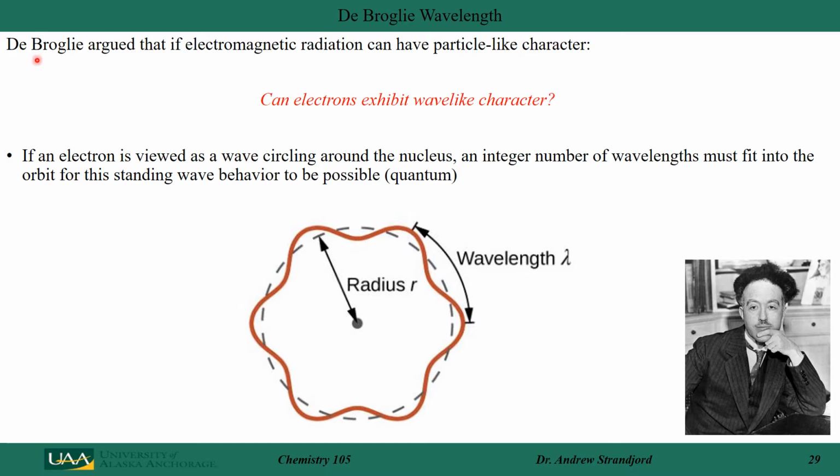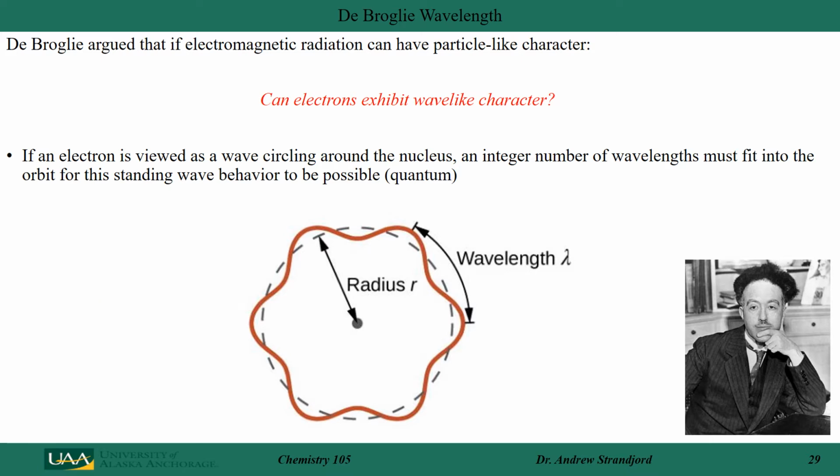In the early 20th century, a scientist named de Broglie argued that if electromagnetic radiation, light waves, can have both wave character and particle-like character, why can't an electron, which we commonly think of as a particle because it has mass, exhibit wave-like character? In his view, if an electron is viewed as a circling wave around the nucleus, we can introduce wavelengths to those integer numbers defined by Bohr, and these wavelengths must fit into that Bohr orbital. So he just added wavelengths to that model.